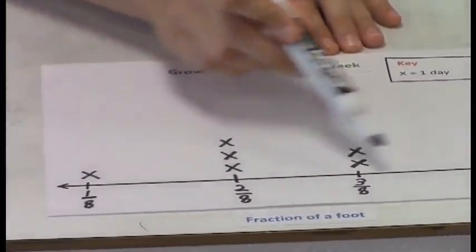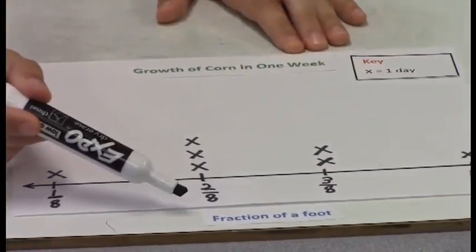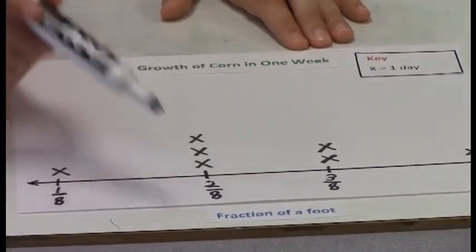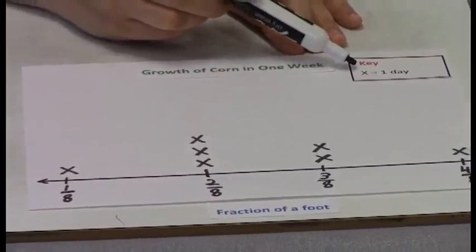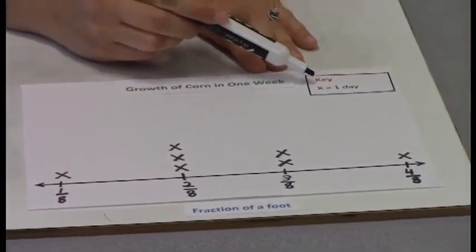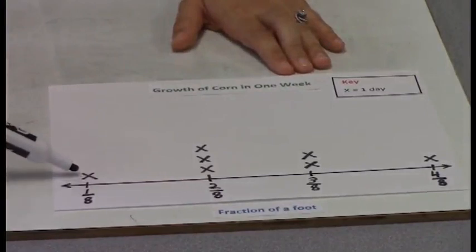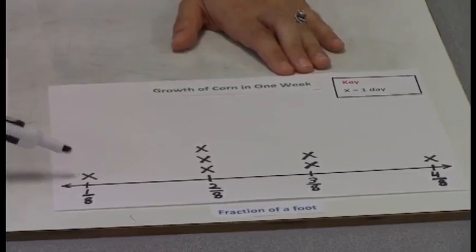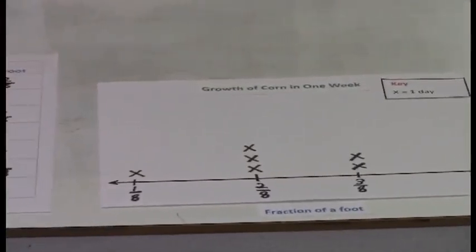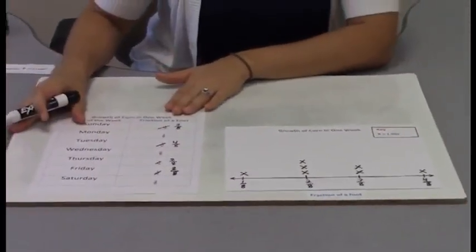The fractions at the bottom are the fraction of a foot that the corn grew on each day. And each X represents 1 day. So if I look at 1/8, I can see that on 1 day, because there is 1 X, the corn grew 1/8 of a foot. Now let's take a look at some questions that we'll answer using the data from this line plot.